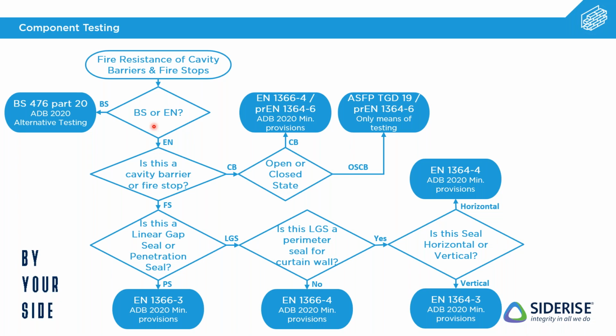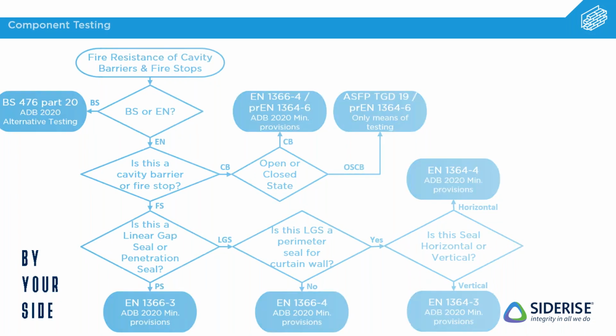So very quickly and simply, when we're looking at cavity barriers within a masonry application, first of all, we should always be primarily looking for EN standards. British standards are an alternative route of testing now rather than primary. And then, is it a cavity barrier or fire stop? We now know it's a cavity barrier. Is it open state or closed? Well, we know they're closed state barriers typically that are being used. So we're looking at this EN 1366 Part 4. If they were open state, then we'd be looking at a different standard because, as I say, they're not commonly used. So primarily you'd be looking for this standard here.